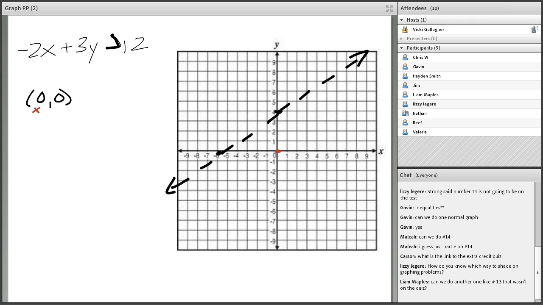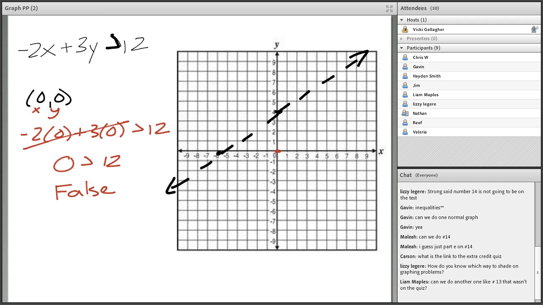So I'm going to plug the 0 in for the x and the y. And the beauty of using 0, 0 as your test point is that everything on this side of the equation just turns into the number 0. And so now I have 0 is greater than 12. And well, that's false. 0 is not greater than 12. So that means that 0, 0 right here, that's not a solution to this problem. And so I don't want to color that.